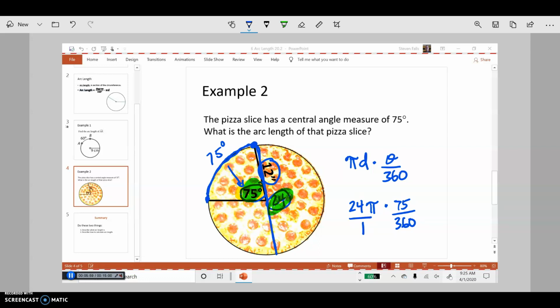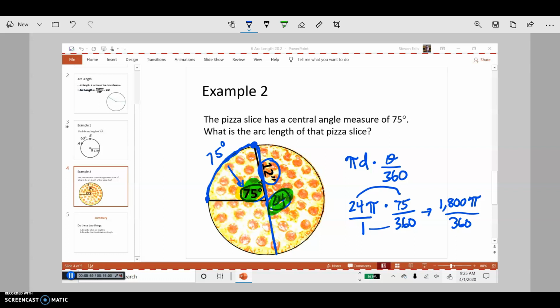Okay, so again, that goes over 1, and then we're just going to use our calculator. So 24 times pi. Let's do 24 times 75 first to simplify this a little bit. So 24 times 75 is 1,800. So this is going to give us 1,800 pi. I just did 24 times 75. Still over, and then 1 times 360 is still 360. Okay, so now we let the calculator do the work. Let's do 1,800 times pi, and then we're going to divide that by 360. So hopefully you're getting about 15.7.